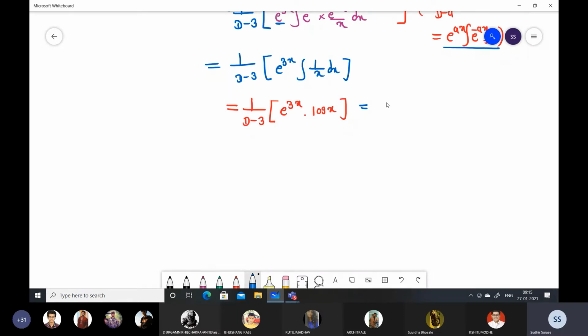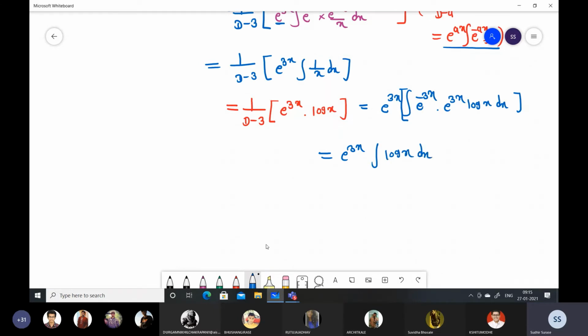So again, using the same formula, we can write e to the power 3x outside, and inside e to the power negative 3x into e to the power 3x log x dx, and bracket complete. Sorry, this function you have to write. And so this is e to the power 3x. Now this negative and positive get cancelled, into integration of log x dx.